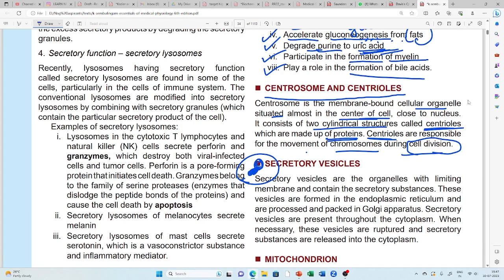One cell dividing into 2 and 4 like that. This process is known as cell division. In that process, these centrioles have an important role. That role we will discuss later. Okay, centriole here finished. Centrosome and centriole.